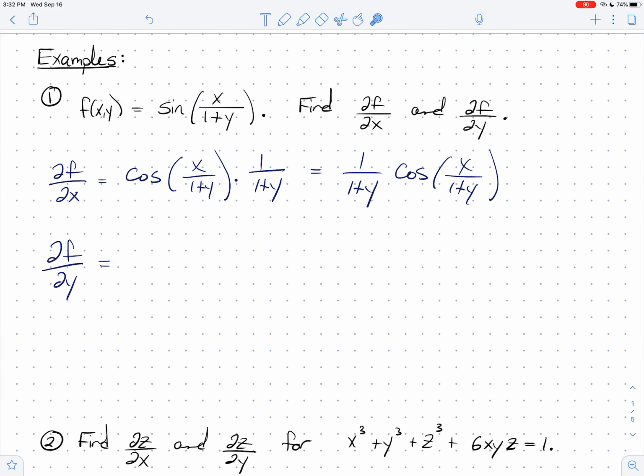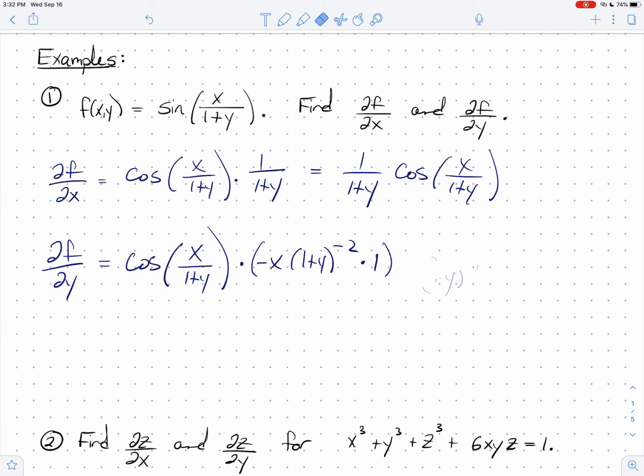Still the same starting setup. You take the derivative of the outside, which is cosine. You plug in the inside again. But now you've got to multiply by the derivative of the inside with respect to y. And of course, the way to think about it is 1 plus y to the minus 1, and there's an x there. So this derivative is going to be times minus x, right, because the negative 1 comes down, 1 plus y to the minus 2 times the derivative of the inside is just 1.